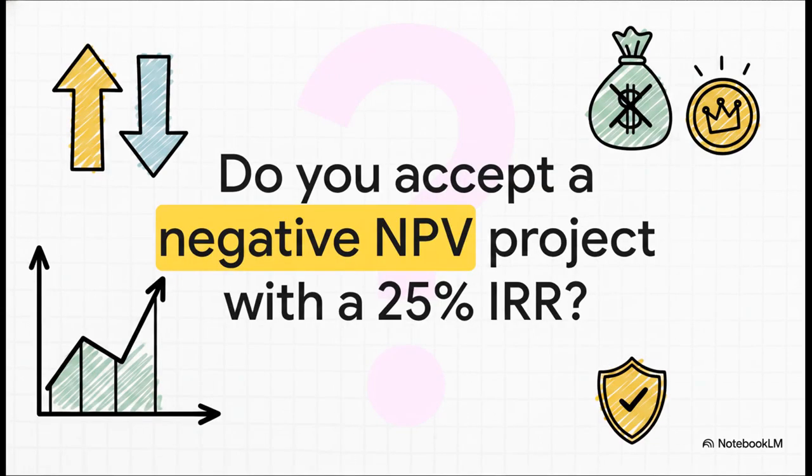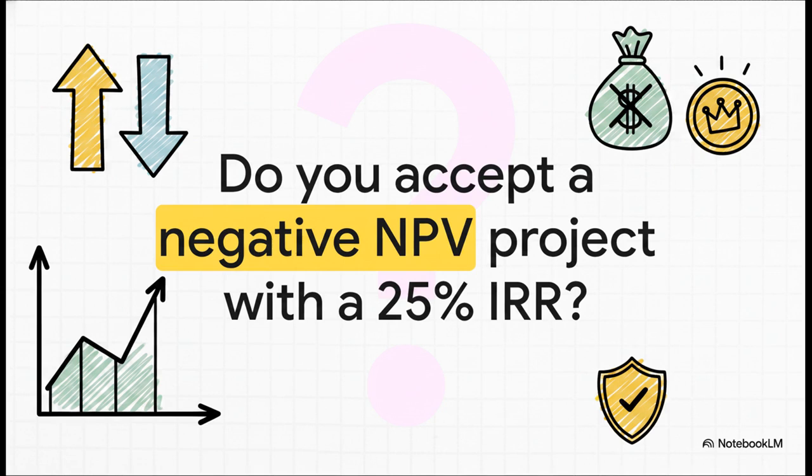So let's wrap this all up with a quick scenario. If a division manager excitedly runs into your office boasting about a project with a massive 25% internal rate of return, but your own analysis shows it actually has a negative net present value, do you accept it? Well, based on everything we've covered today, the answer is a hard, absolute no.